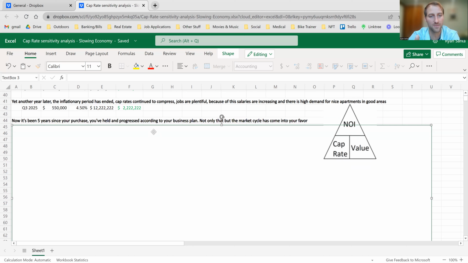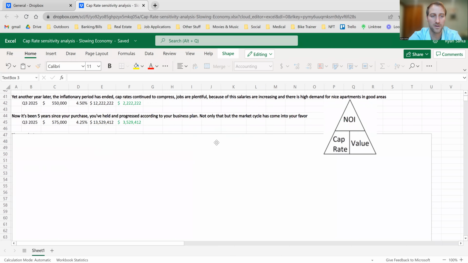A lot of times, business plans hold for somewhere around 3 to 5 years. So let's say we're 5 years into the future and you've progressed according to the business plan, and look at that, the market cycle's actually in your favor. It's becoming a seller's market again. So you're at Q3 of 2025.